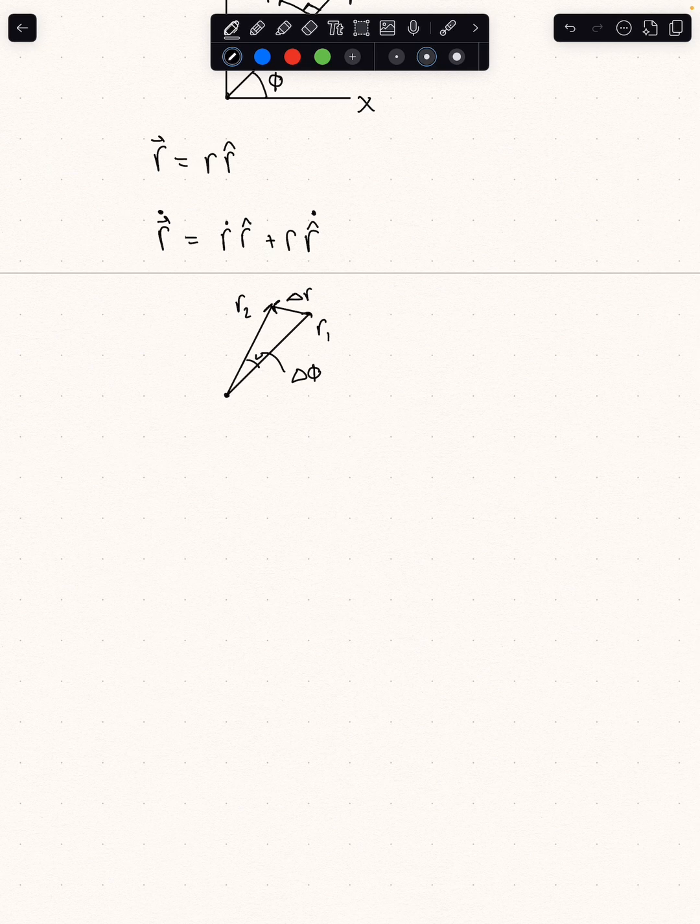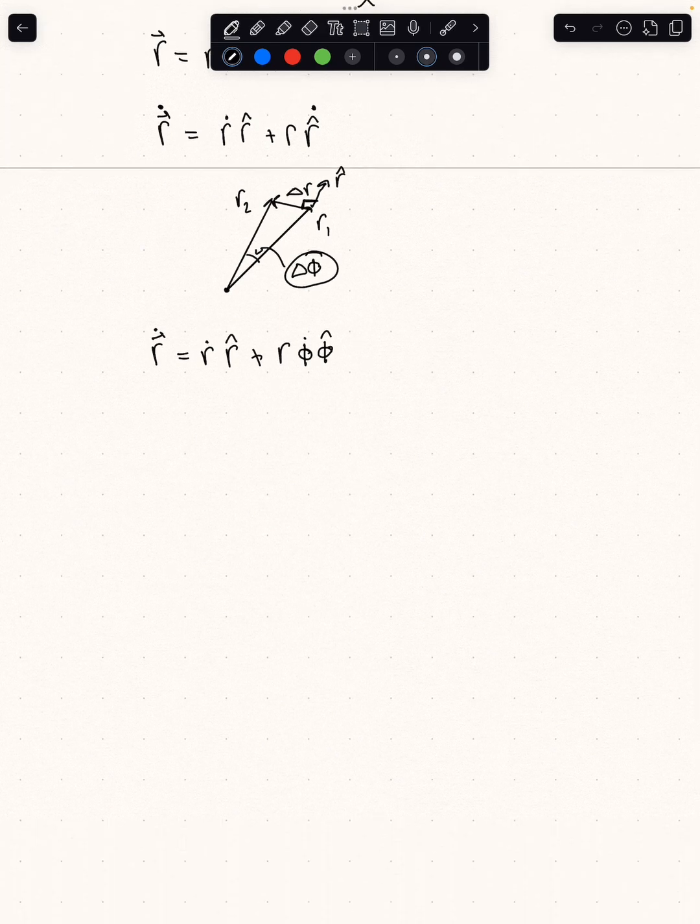So what we have then is r vector dot is going to be equal to r dot times r hat, plus r multiplied by phi dot in the phi hat direction, right? Because the change in r hat is essentially going to be the change in phi in the phi hat direction, right? This is perpendicular to the r hat direction.